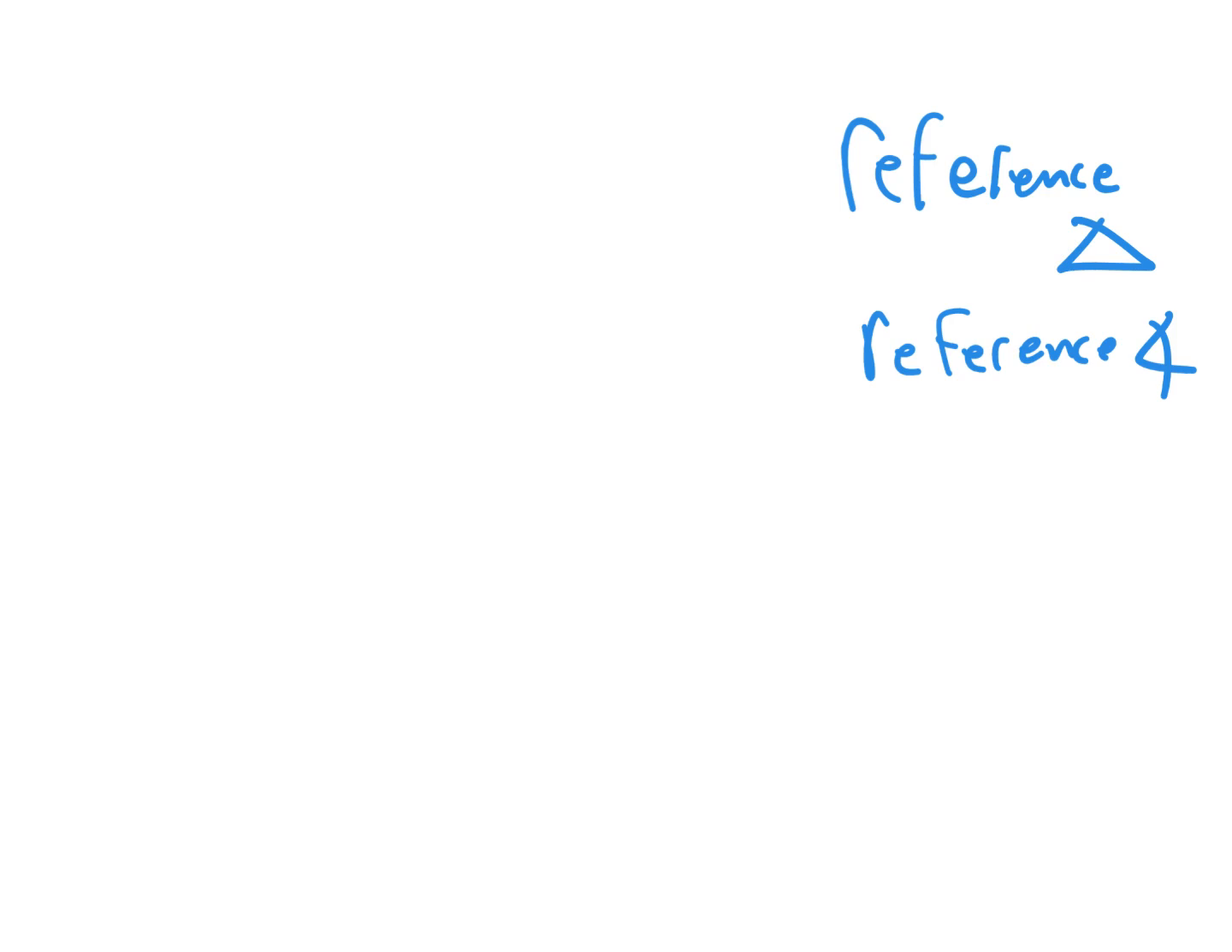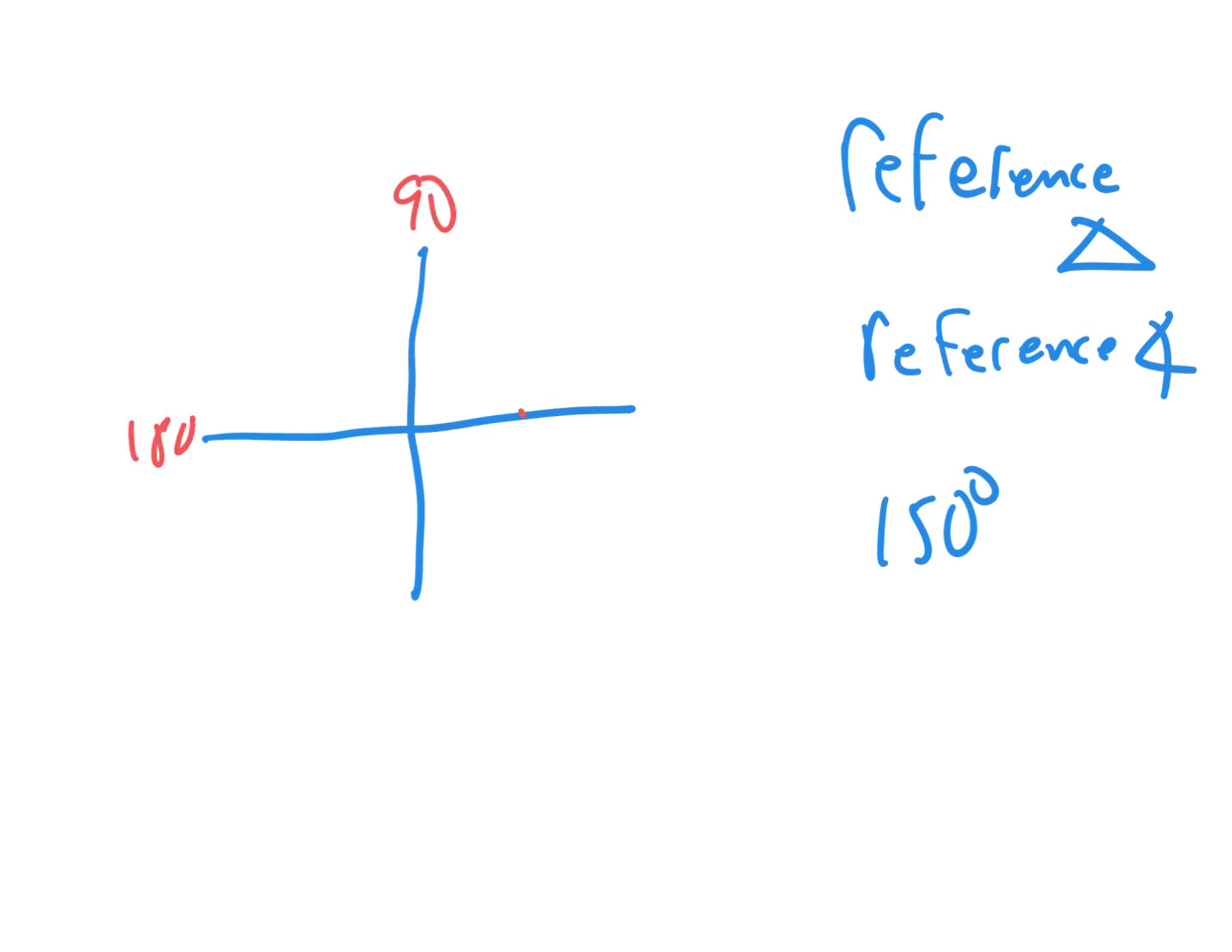So what if I have an angle of rotation of 150 degrees, and they want me to draw the reference triangle and find the reference angle? So I'm going to start here. Remember, this is 90, and this is 180, and this is 270 and 0. So 150 is going to be about there.